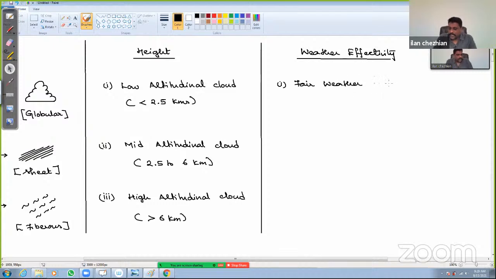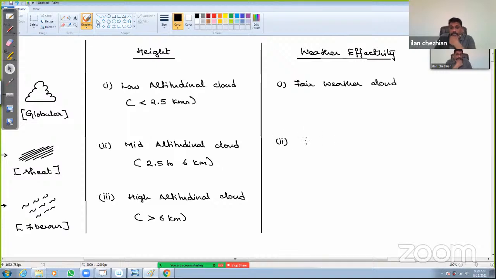Ask me what exactly is this fair weather cloud. The cloud will be there, but this cloud will not result in precipitation. That is what you call them as what? Fair weather cloud. Am I right? No precipitation. Correct.